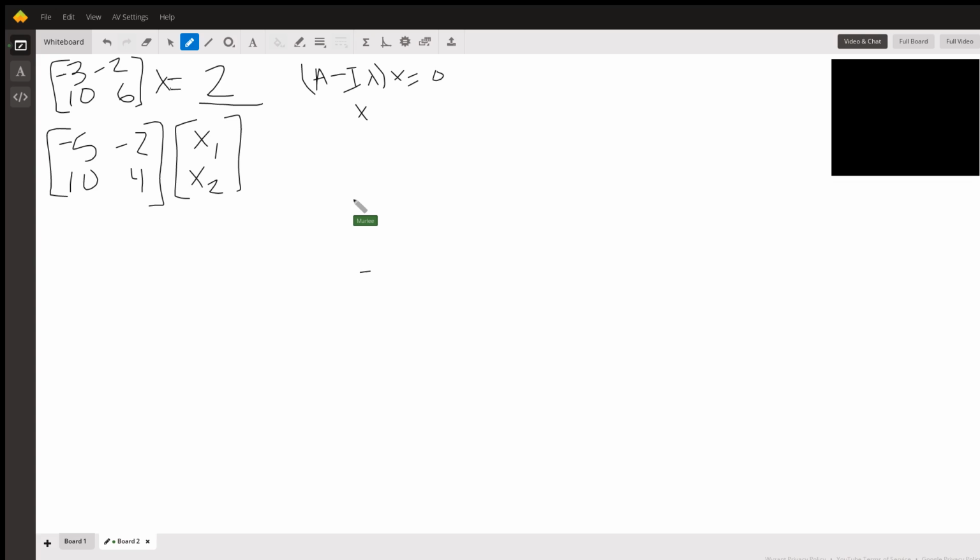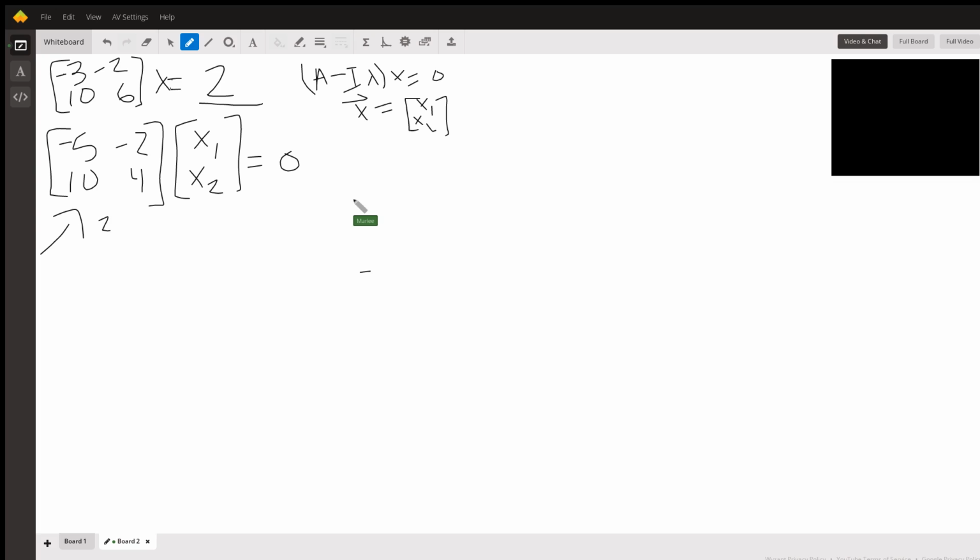Keep in mind x is a vector. In this case, it's a 2 by 1 vector. So x looks like x1, x2, a vertical vector. And we're going to set this equal to 0. So what we can do here is row reduce this and solve for x1 and x2. We should see that every single time we try to find an eigenvector, we will have at least one free variable. So again, we're just going to row reduce this matrix, -5, -2, 10, 4.